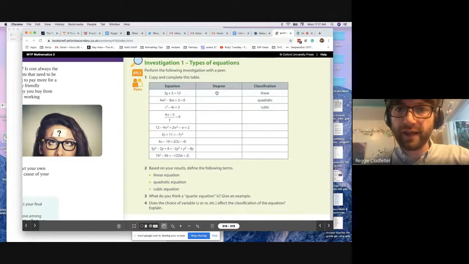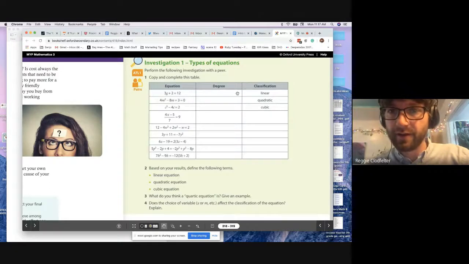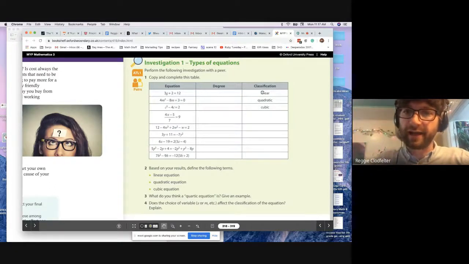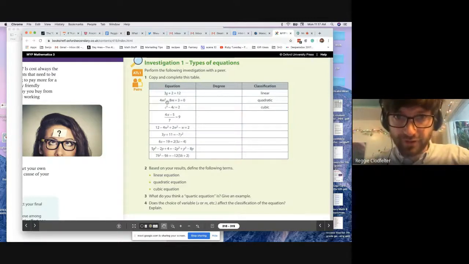When the degree is 1, that means that the equation is linear. An equation with a degree of 1 will make a straight line on a graph. In this particular situation, we have a degree of 2, because the highest exponent in the equation is 2. So the degree would be 2. Anytime an equation has a degree of 2, it's classified as quadratic.